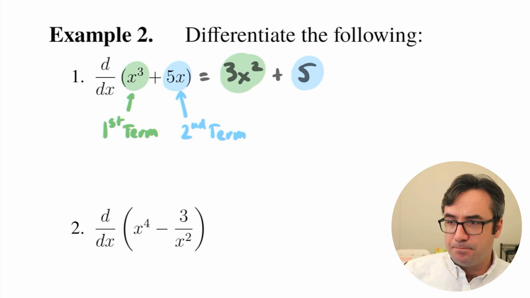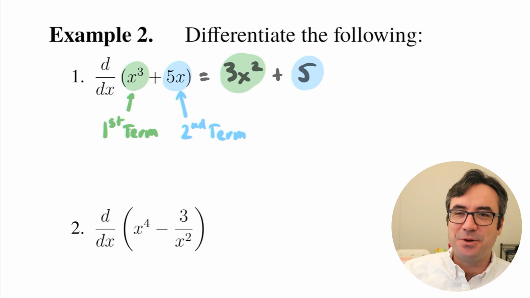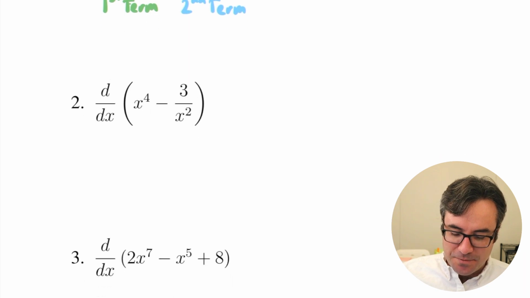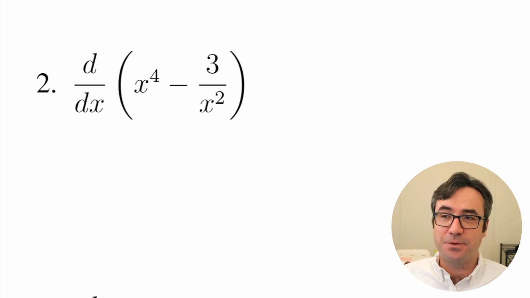All right, let's look at that second one. Actually, for this one, there might be a step in the middle I would throw in. So let's look at this one. X to the fourth minus 3 over x squared. So here we have subtraction, but the process is going to work just as if it were addition.